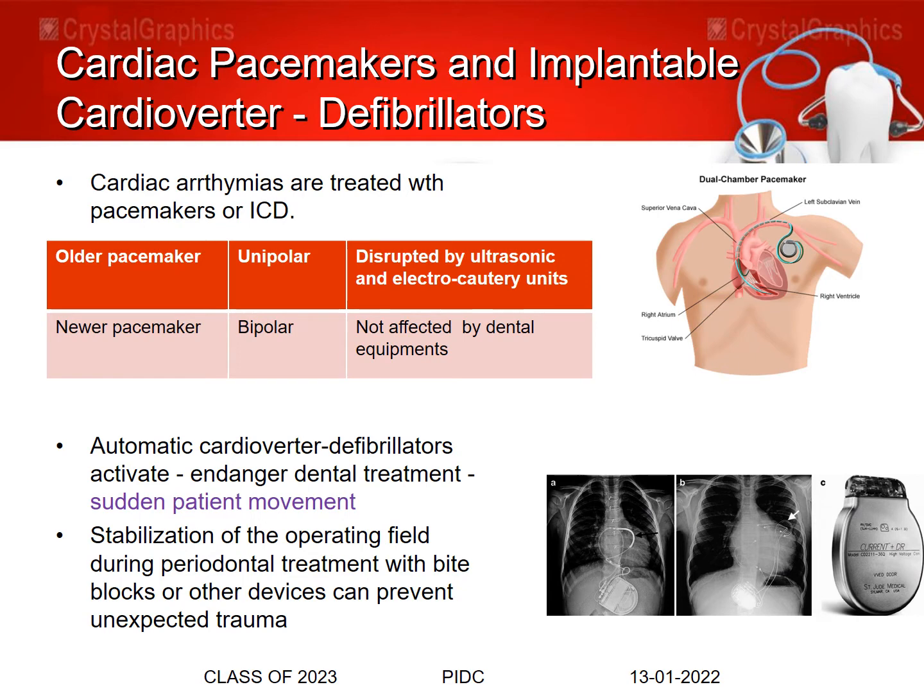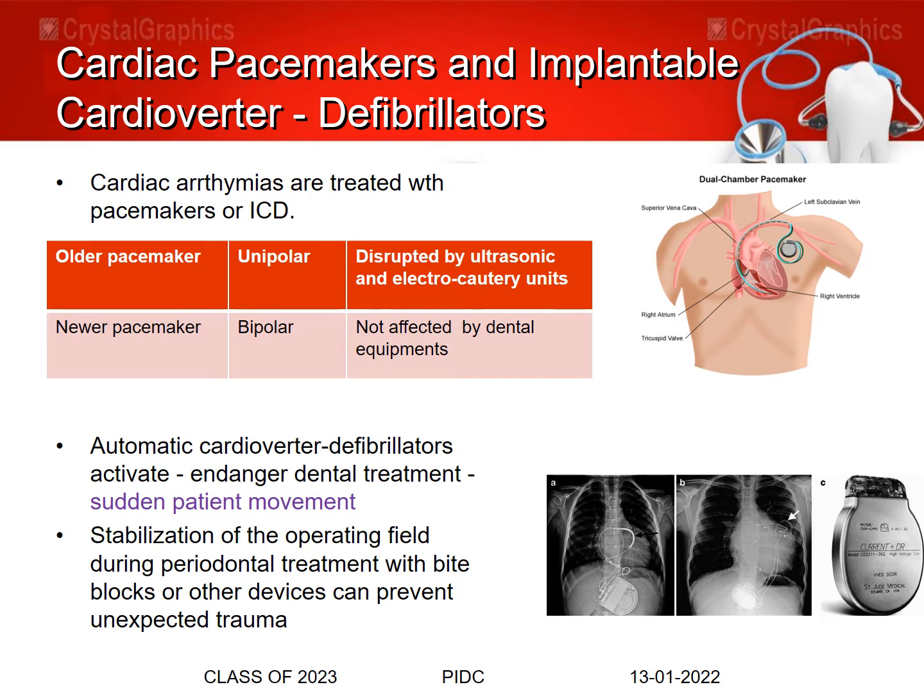Cardiac pacemakers and implantable cardioverter defibrillators. Patients who are having problems with their pacemakers, that is the SA node, are fitted with cardiac pacemakers, especially those with cardiac arrhythmias. Initially there was an old pacemaker which was fitted to the patients, which was unipolar, and this was disrupted by the ultrasonic and the electrocautery units.